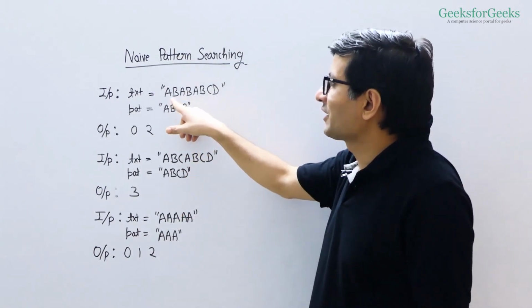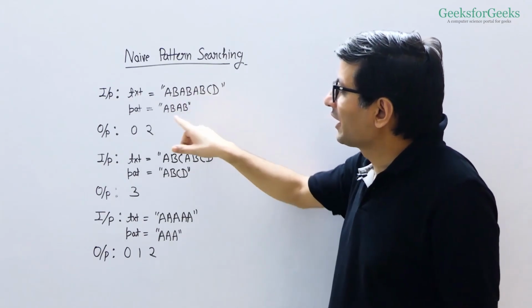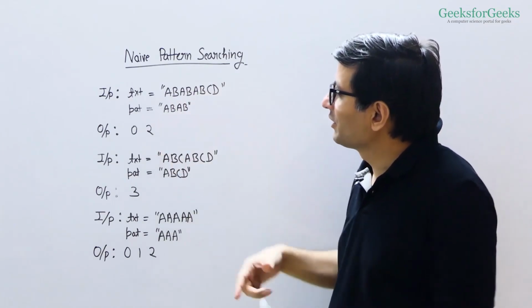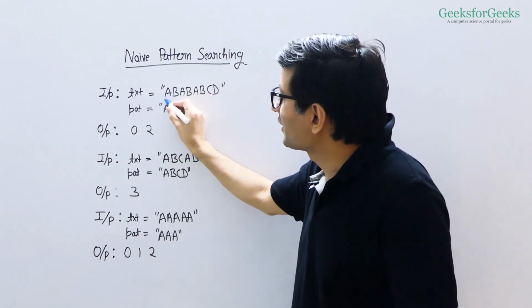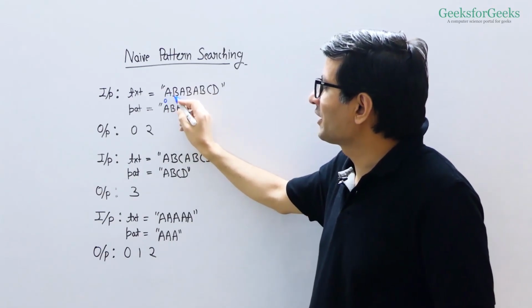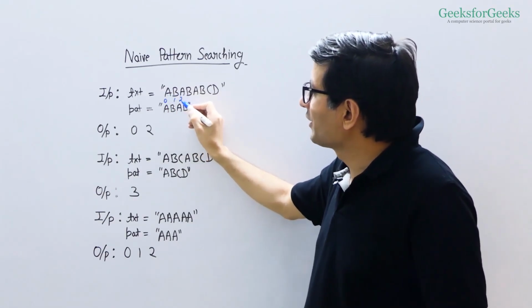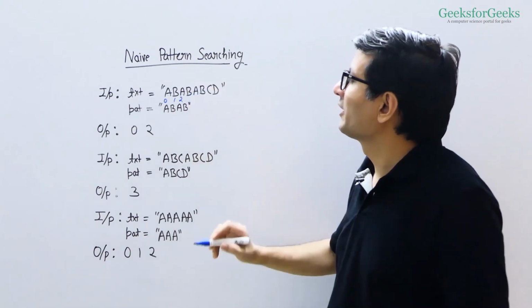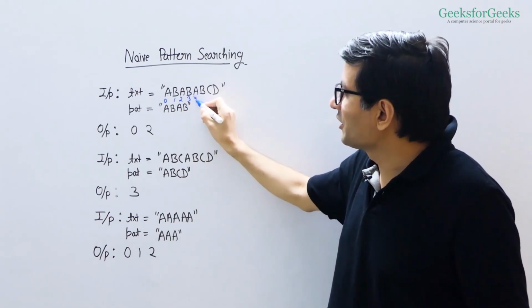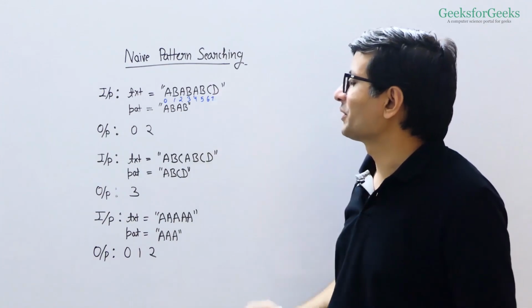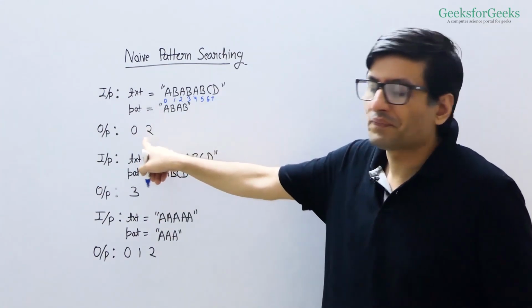So if your text is ABABABCD and your pattern is ABAB, you can notice that this pattern appears at index 0, right? It's present here, ABAB. It also appears at index 2, ABAB, right? And at other indexes 3, 4, 5, 6, 7, it does not appear. So our output is 0 and 2.